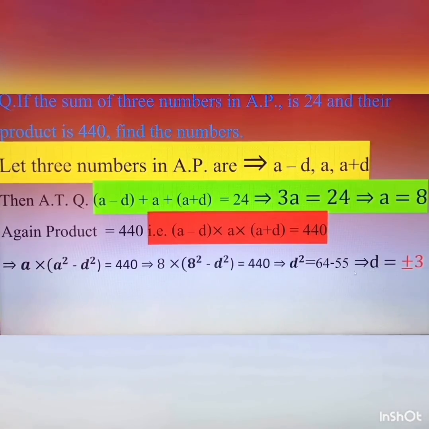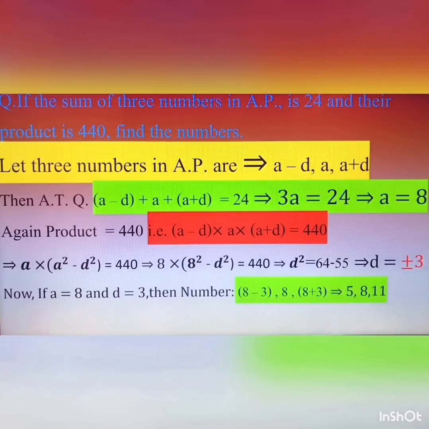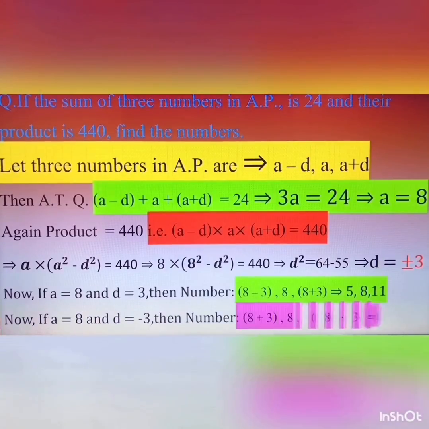Putting these values of D and A in the general three numbers, if A equals 8 and D equals positive 3, we get the numbers 5, 8 and 11. And if A equals 8 and D equals minus 3, we get 11, 8 and 5. These are the same numbers, but according to the sign the order is changed: 5, 8, 11 and 11, 8, 5. So you will find both answers for D equal to plus minus 3. This is the application for the selection of numbers.